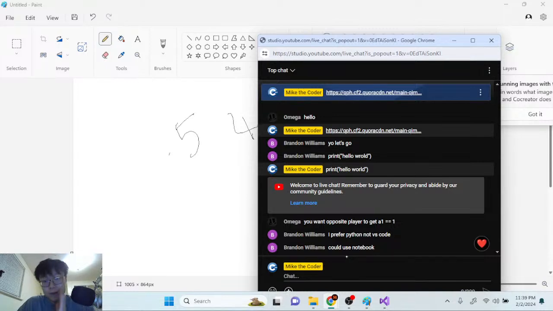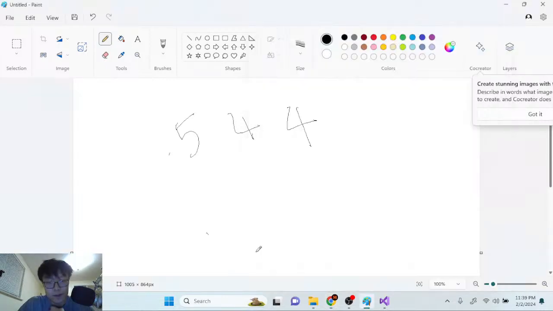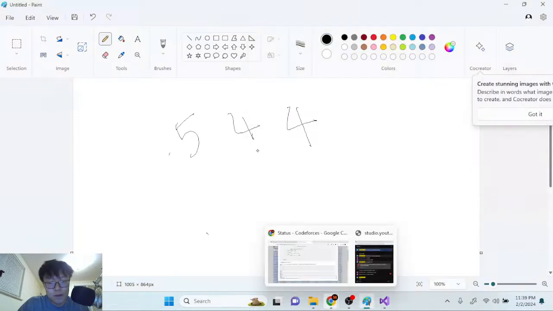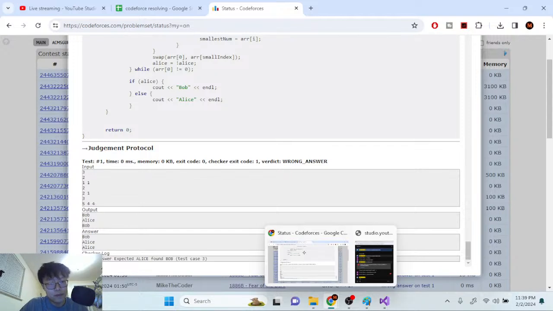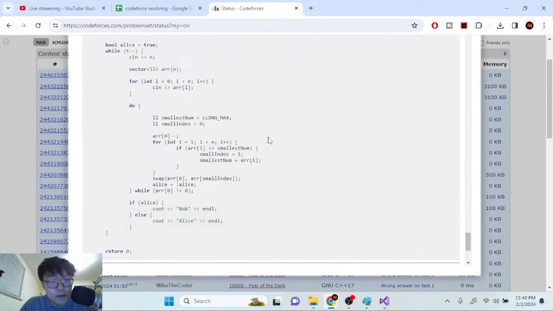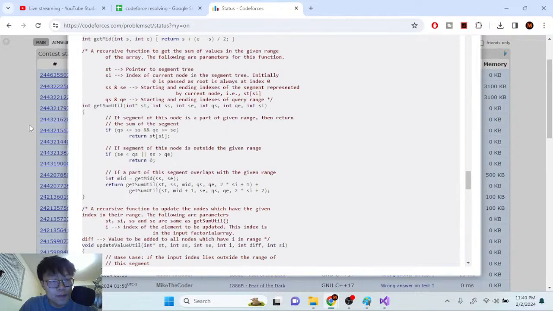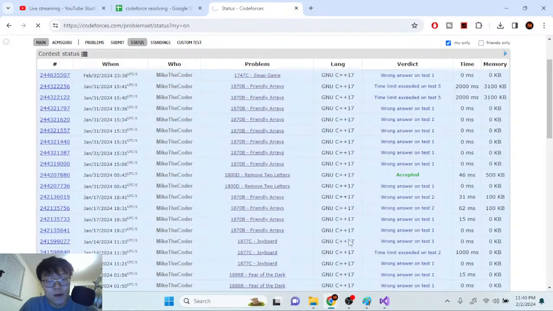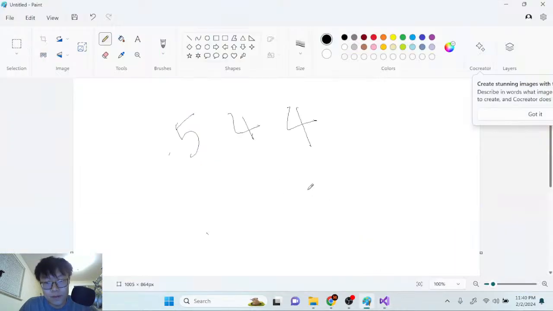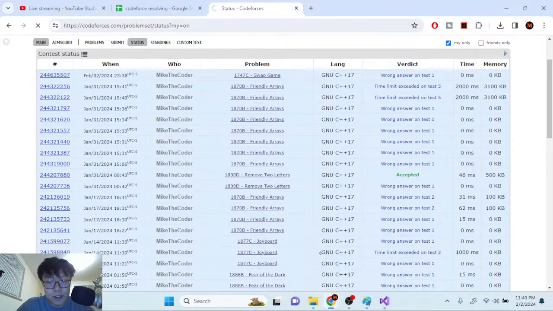Could use notebook. Oh yeah, Jupyter notebook maybe. 3, 5, 4, 4. Let's see. So why is this not working? I wonder why it's not working though. So let's go back to the problem and reread it again.